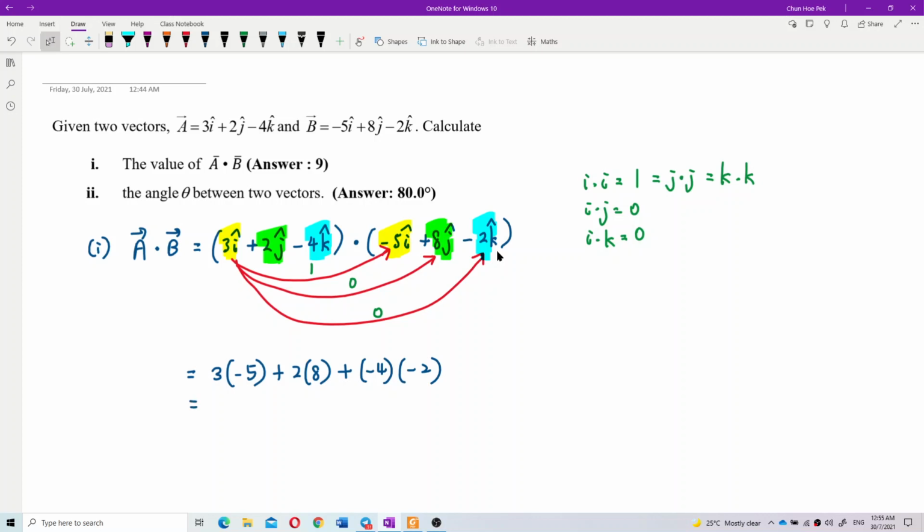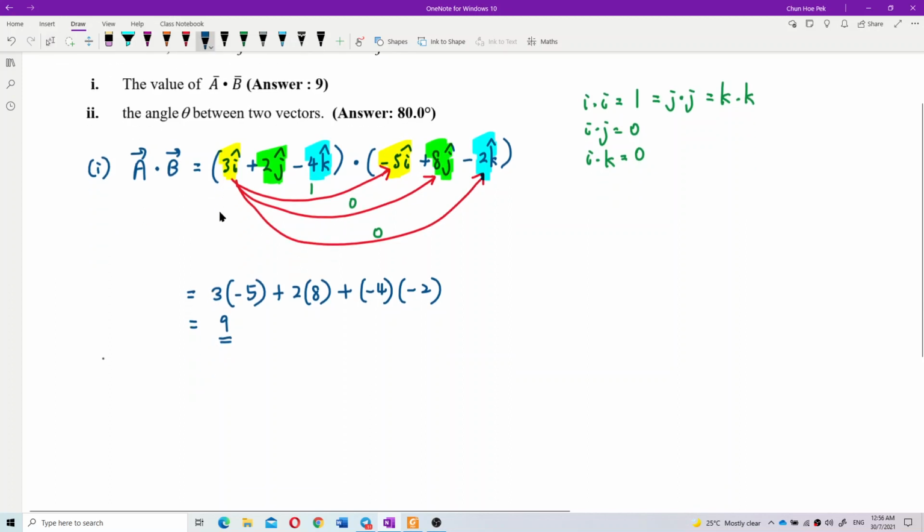So what's the answer? Let's calculate. I got the answer equal to 9. Easily done. Always just multiply the pairs. So I already got the dot product between A and B. So how about question 2?